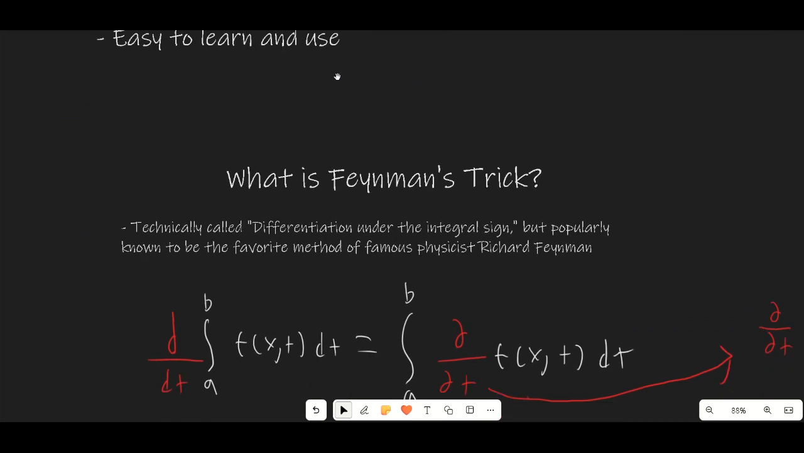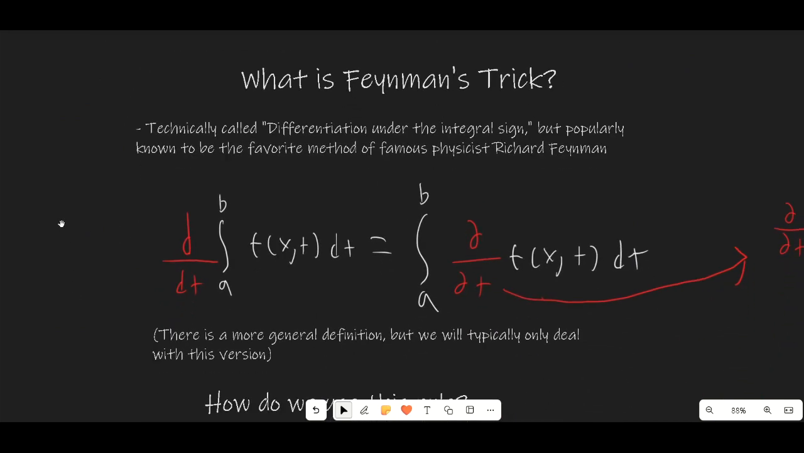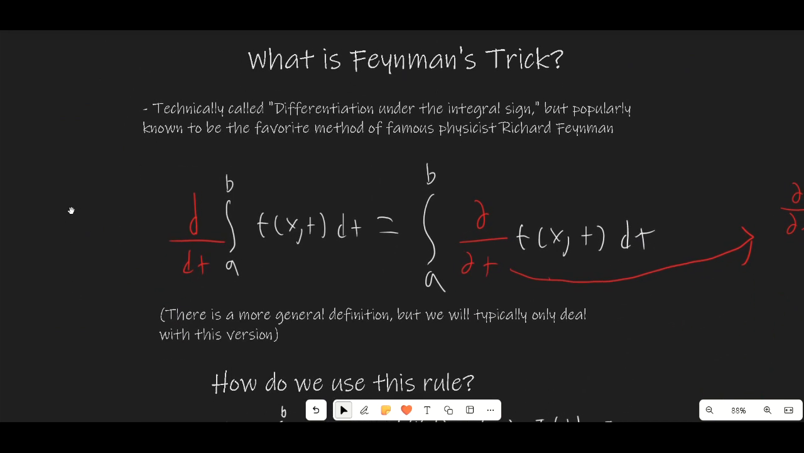So what exactly is Feynman's trick? Technically, it's called differentiation under the integral sign, but it's popularly known to be the favorite method of famous physicist Richard Feynman. So what it says is if we take the derivative with respect to t of the integral from a to b of some function of x and t dx, this is the same as integrating from a to b the partial derivative with respect to t of f of x and t.